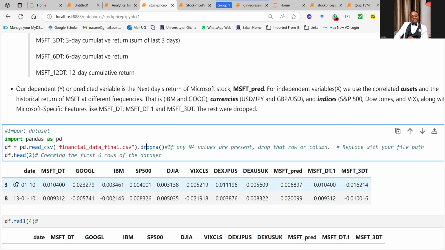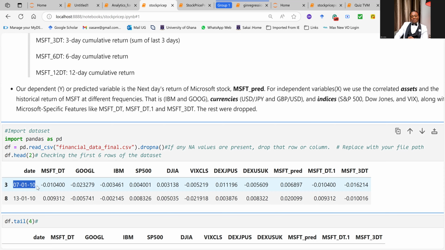So you'll notice that the first data point is 7th January 2010. Now, if you could remember, we indicated that the data is from 1st January 2010.